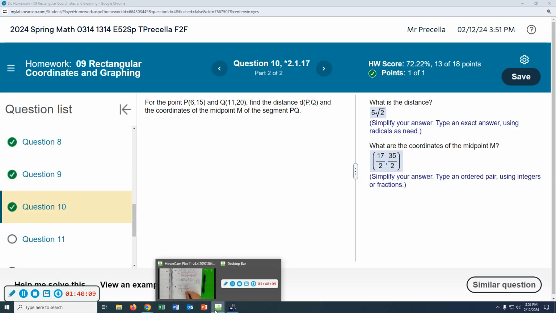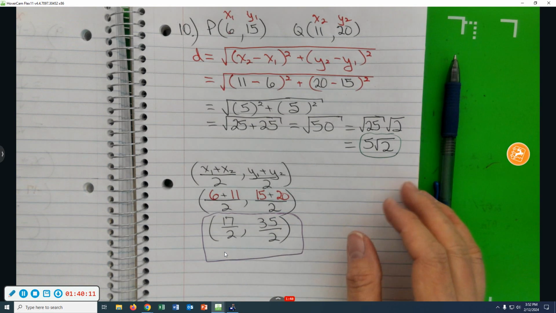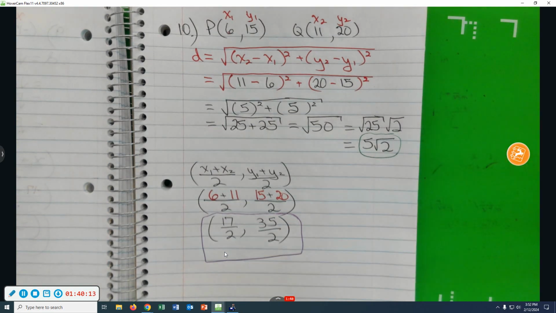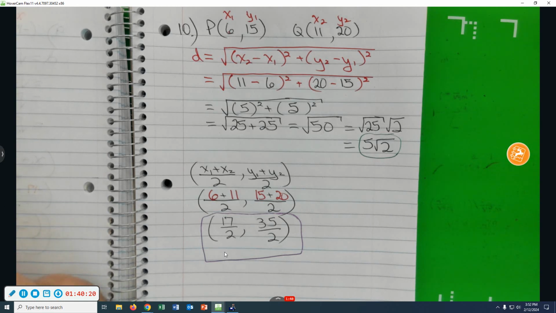Any questions over there? Any questions? So we saw a lot of nice little graphing tools, and then you had two formulas. Distance formula and midpoint formula. Any questions? What are we doing on Wednesday?